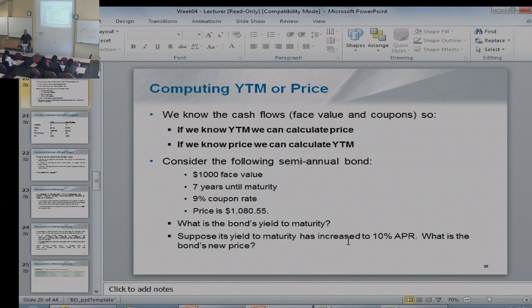So this would be 3.75%. Suppose the yield increases to 10% APR. So if the yield increases, the price will change. What's y? 10% APR, and we want the rate for every 6 months, so that's 5%. So if we make y 0.05, we can solve for P.